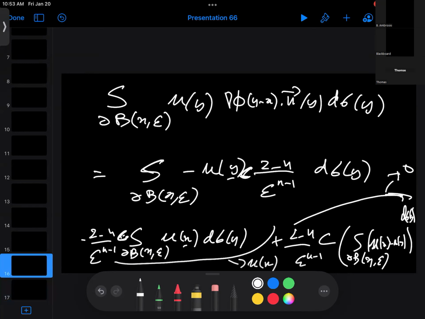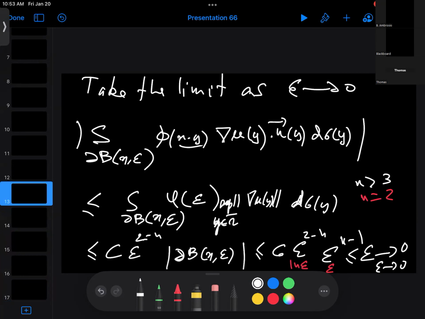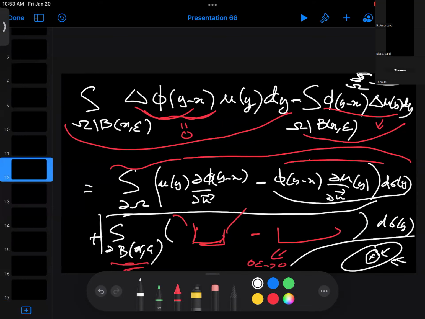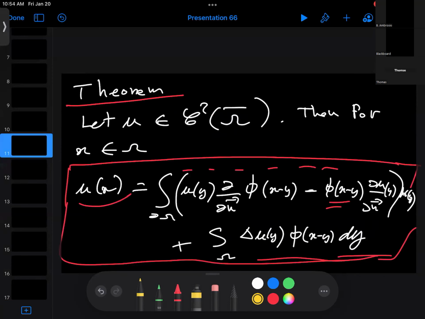So at the end, what I get is that this term here is converging to minus u of x. Okay, so I applied this formula here. So the other term is going to 0. If I rewrite my formula, let's do it in yellow: here I will get minus integral over omega of phi(y minus x) Laplacian u(y) dy. This doesn't change. And here, at the limit, I will get minus u of x. Okay, so you switch and you get your theorem here.